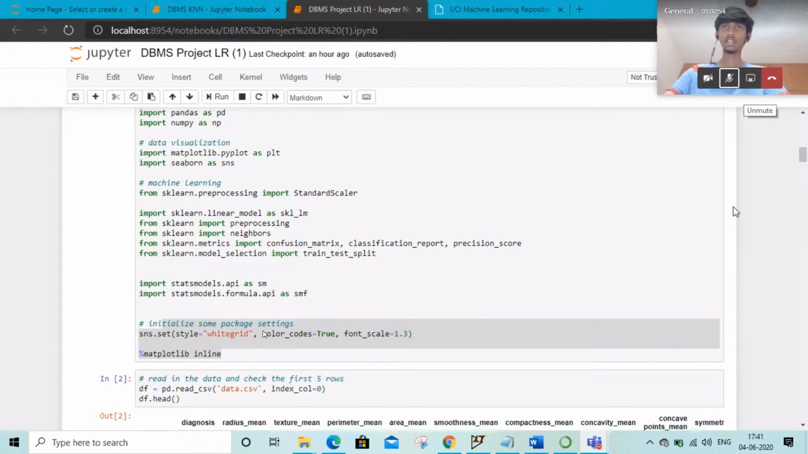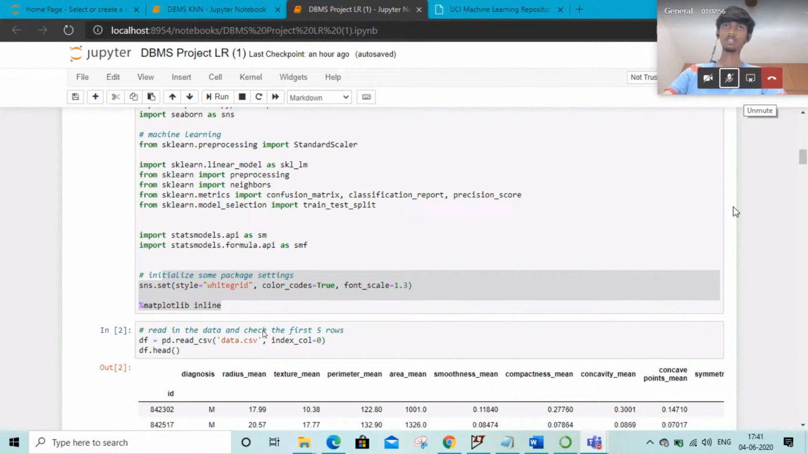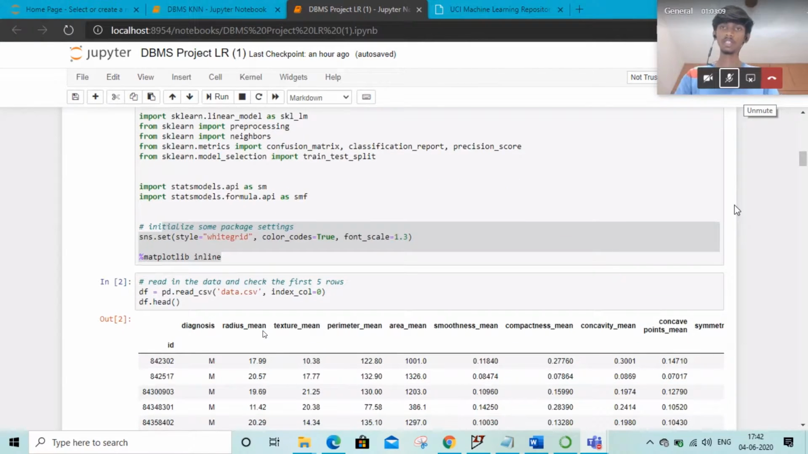And the next is sklearn. Sklearn is used to do the prediction and fitting of logistic regression. It has all the machine learning algorithms in it. And statsmodels is used to give us confusion matrices, the mean, median, and various other statistical analysis of our data.